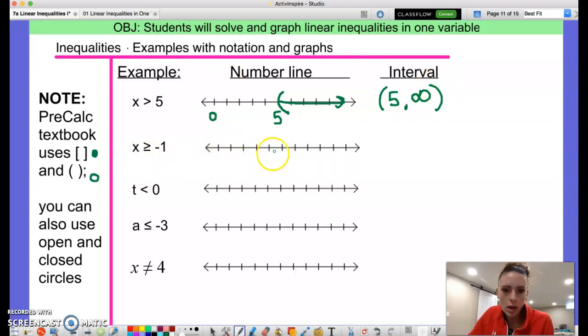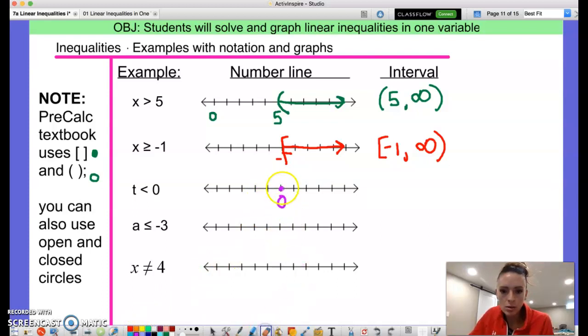Next one, so we'll have -1. So again, just label -1 wherever you would like. We know x is greater than -1, and it actually can be equal to this time. So we have a bracket, and it goes this way, which means we will do -1 here, and it will go to infinity.